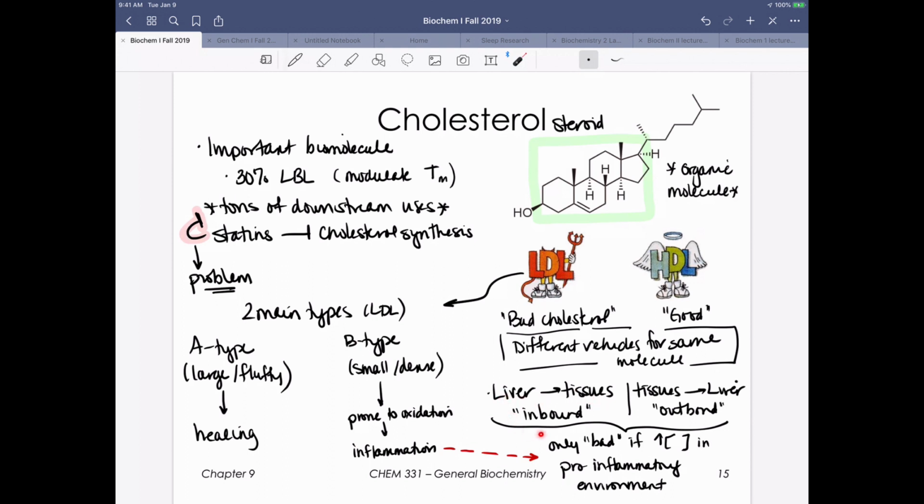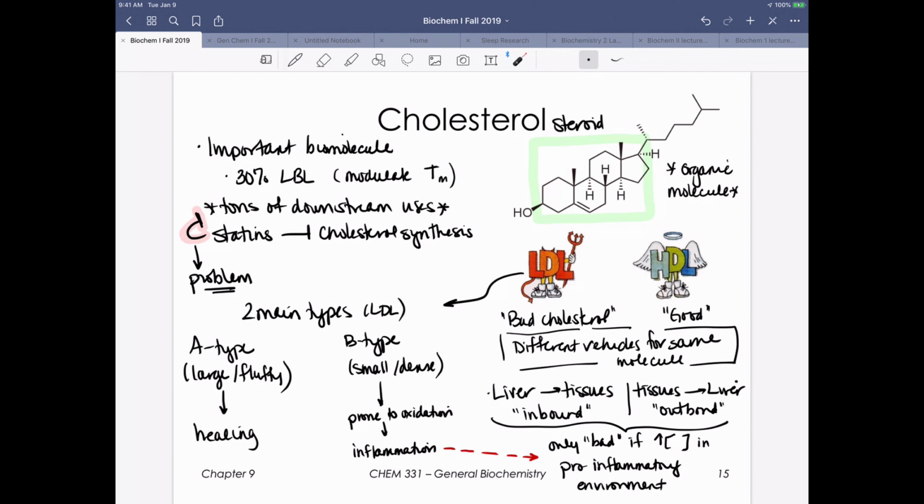And so it's kind of putting cholesterol into your body. If you want to get cholesterol out of your body, HDL is responsible for that because its direction takes cholesterol from the tissues and takes it to the liver where it can be disposed. So again, I want to highlight that cholesterol is really only bad if you have high levels of it and if you're in a pro-inflammatory environment, because this is what leads to things like atherosclerosis and kind of the hardening of the arteries by making plaques.